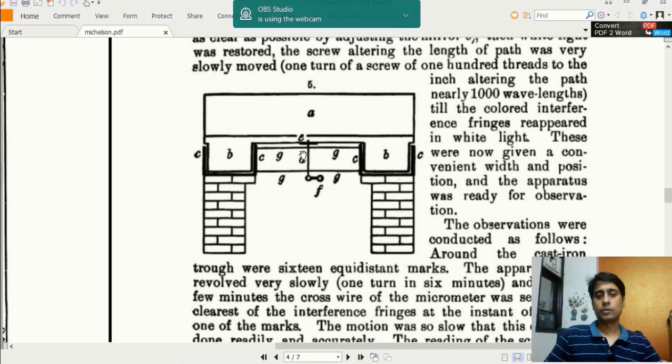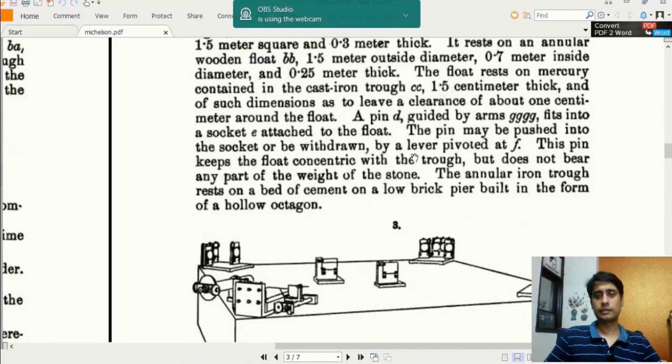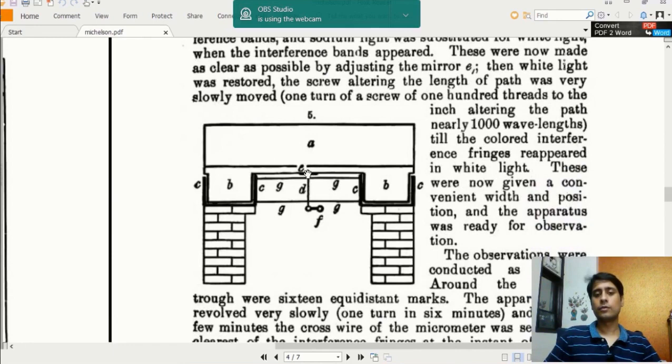By pushing the handle, you can remove it. If they don't want to rotate it, then just take out the arm, the pin D. This is the pin D. There is a small hole through which it is fitted into this, and the whole apparatus rotates inside this trough. The trough is not rotating, only the wooden float is rotating, and this is to make it concentric with the trough.